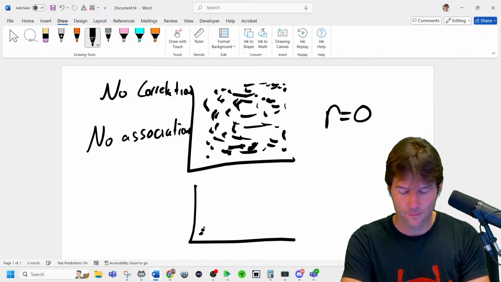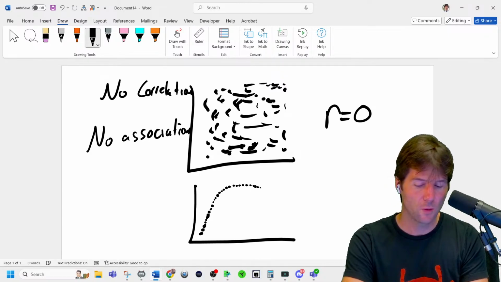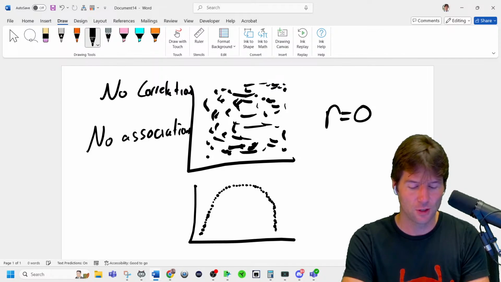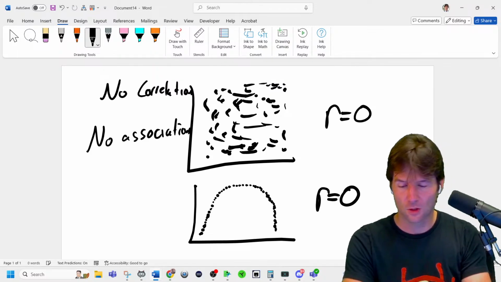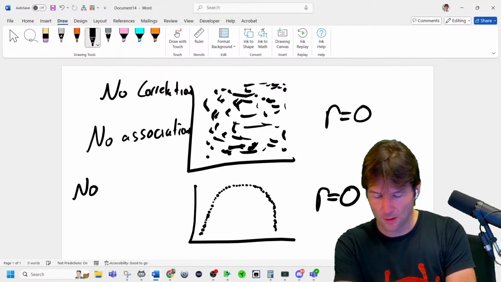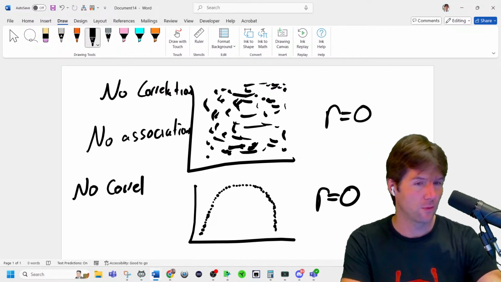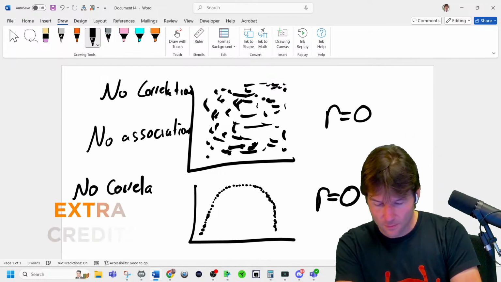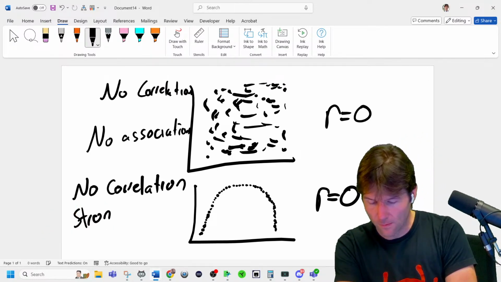This, is this association strong, weak, non-existent, or moderate? What is this association? Strong, weak, non-existent, or moderate? Super strong. Great job, Preston, right there. No correlation, but strong association.